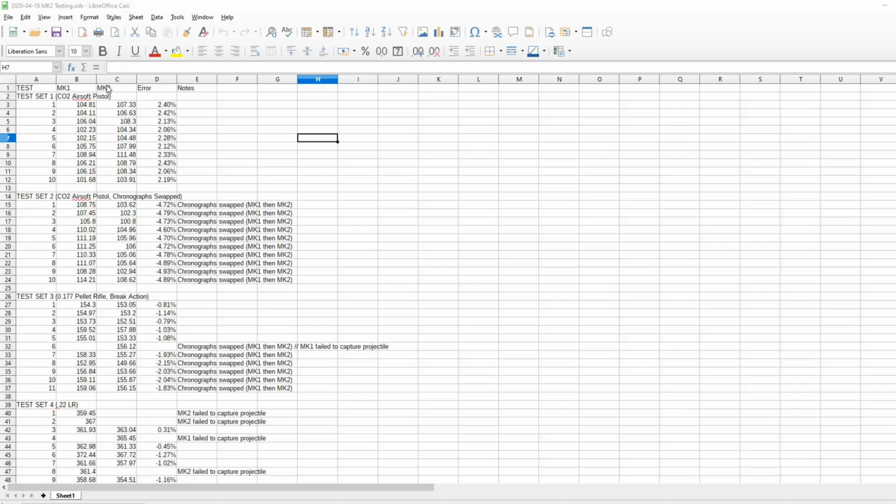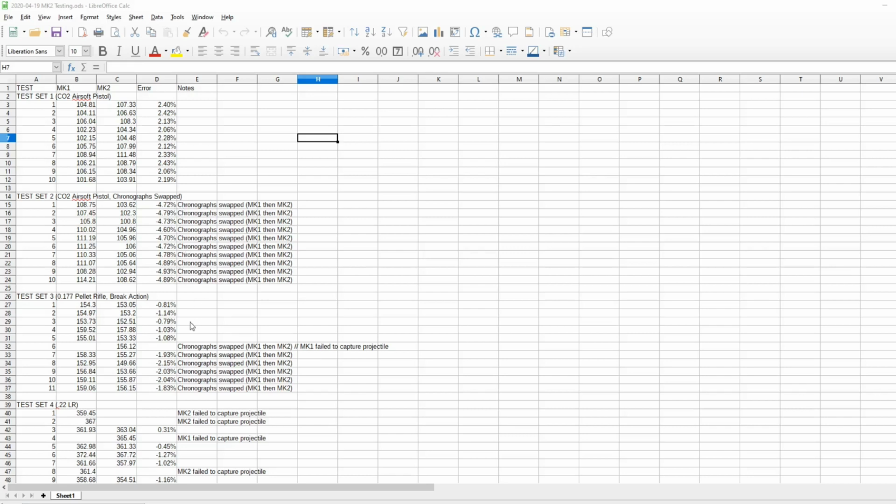So when you're looking at the airsoft rounds, drag is a big issue here, but when you look at the error, when the test setup is the same, the error percent is fairly consistent. It changes about 0.4%, so that's pretty tight. Same thing here on test set 2, which is the airsoft pistol again, except that the chronographs are reversed. The error is always within 0.4%.